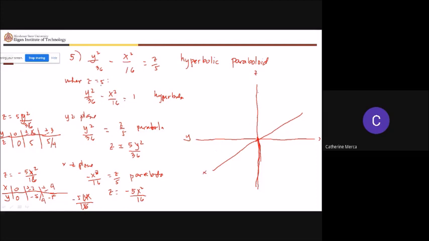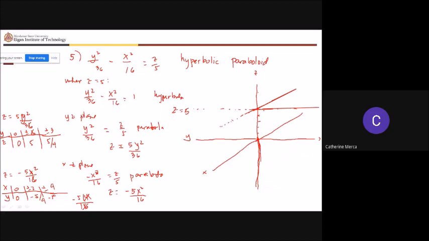So consider when Z is equal to 5. You have a hyperbola when Z is equal to 5. So 1, 2, 3, 4, 5. At Z equal to 5, you will have Y parallel to the x-axis. Then y is plus or minus 6.